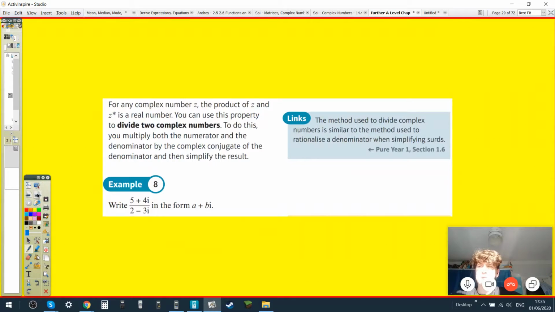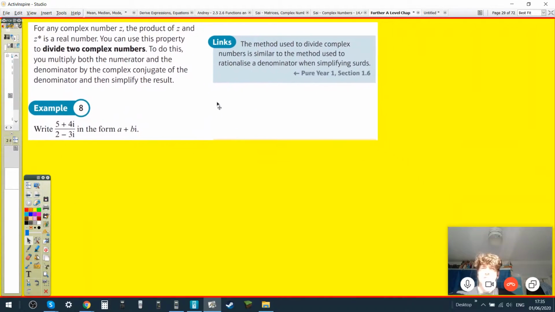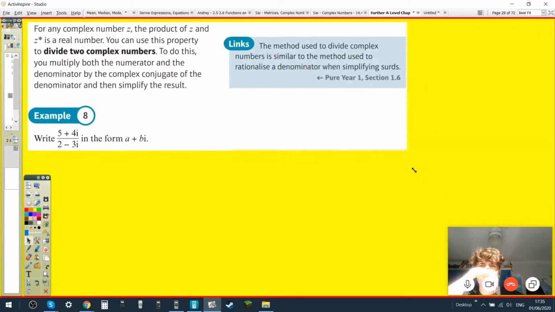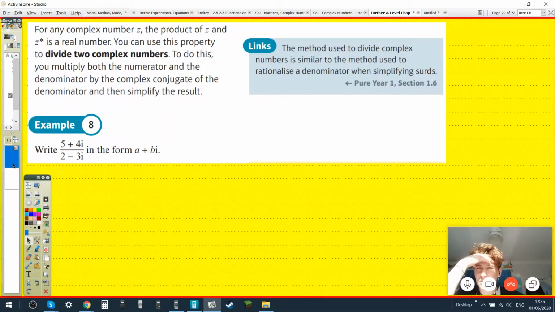It's all right. Oh, what is this? For any complex number z, the product of z and z star is a real number. Okay, so how do we do this thing? So for any complex number, the product is a real number. You can use this to divide two complex numbers.